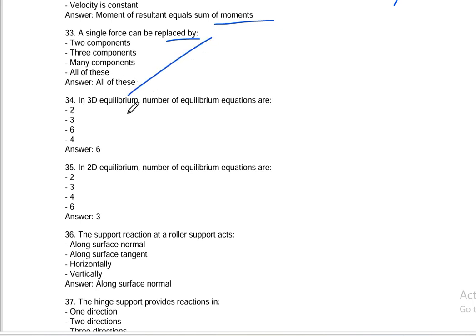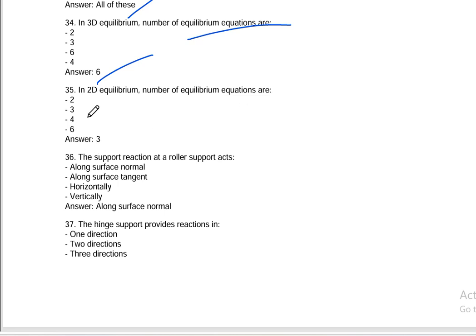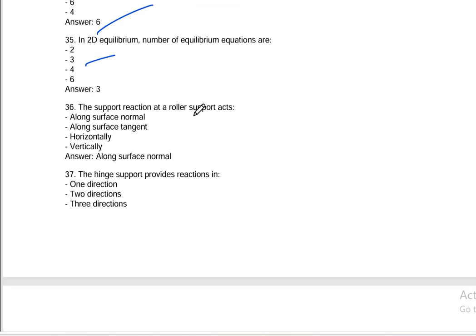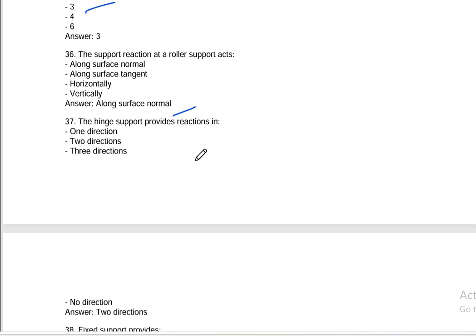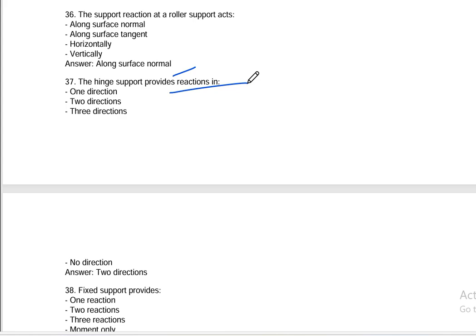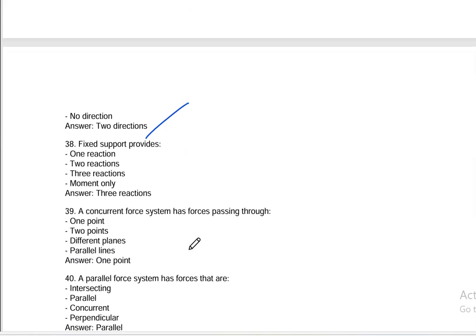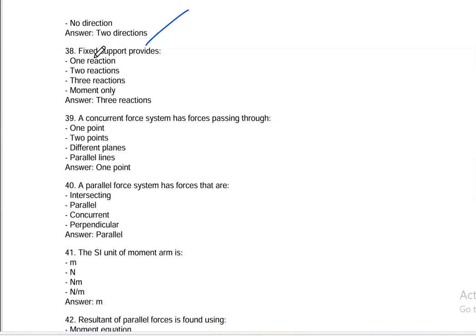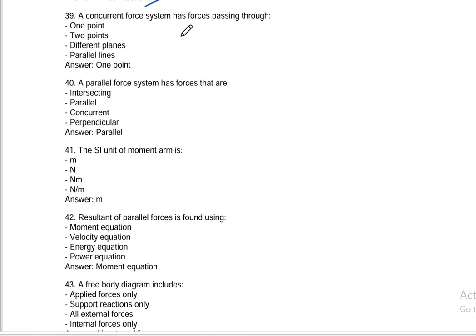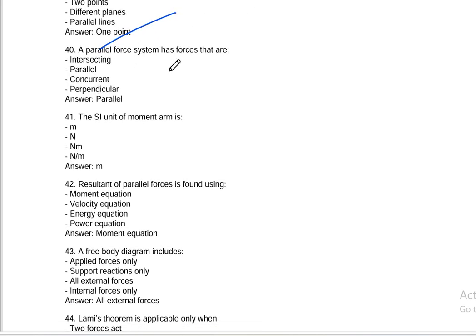In 3D equilibrium, the number of equilibrium equations is 6. In 2D, the number of equations is 3. The support reaction at a roller support is along the surface normal. 37. The hinge support provides reaction in two directions. 38. The fixed support provides three directions. Concurrent force system has forces passing through one point. Question 40. A parallel force system has forces that are parallel to each other.